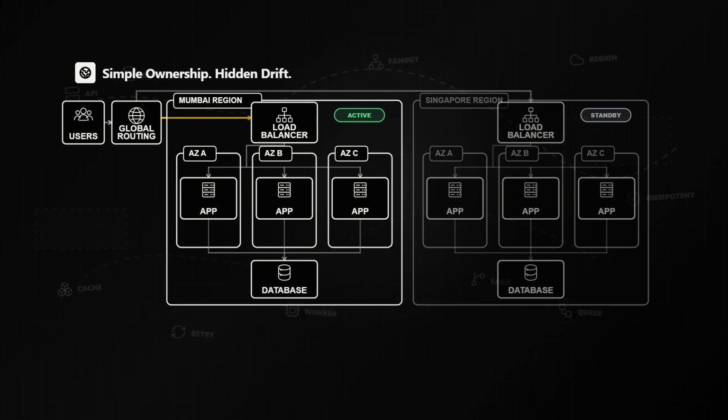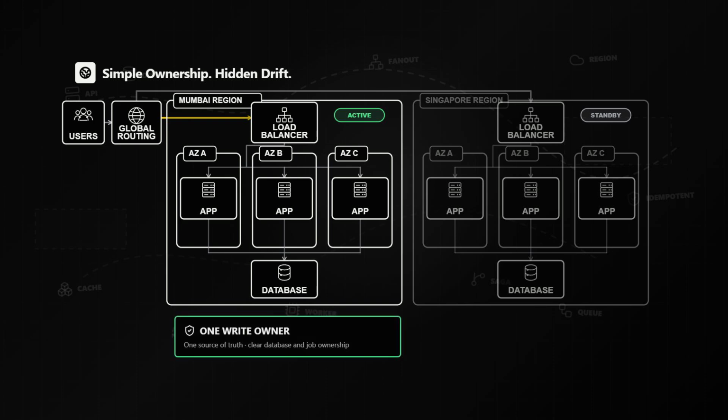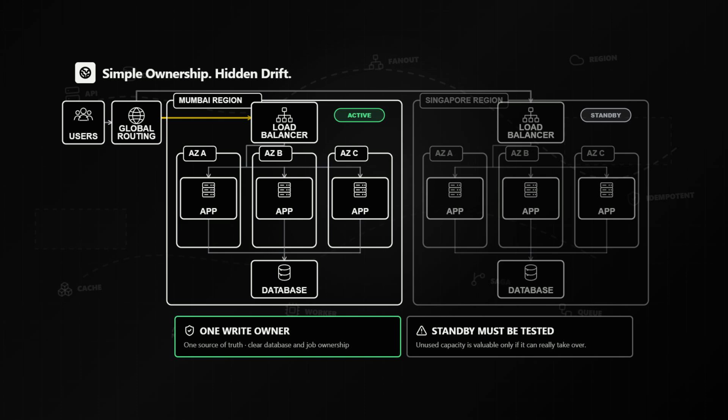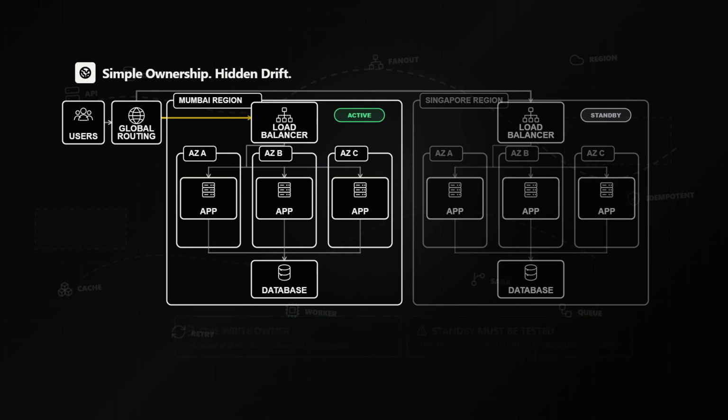The main advantage is control. One region owns production rights, so there is one obvious source of truth. Database coordination is easier, background jobs have a clear owner, and engineers reason about one serving region at a time. The trade-off is that expensive capacity may spend most of its life waiting. Failover must be tested regularly because a standby can silently drift. An expired secret, a missing permission, or an untested dependency can turn a healthy dashboard into a failed promotion.